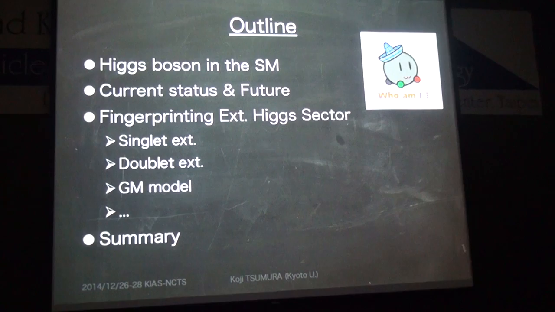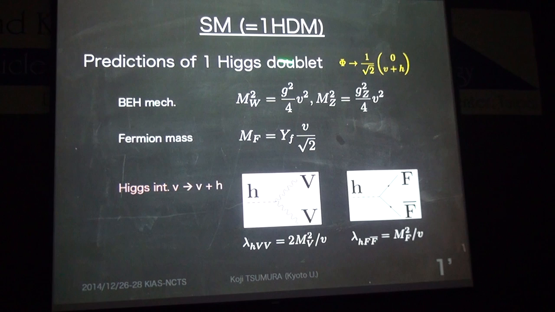Okay, this is the standard model. As you already know, in the standard model the Higgs boson has a very important role, and it triggers electroweak symmetry breaking. As a consequence, the gauge boson masses are generated, and the fermion masses are also generated from the Higgs boson. After that, we get this simple relation between the Higgs coupling and the mass of the relevant particles.